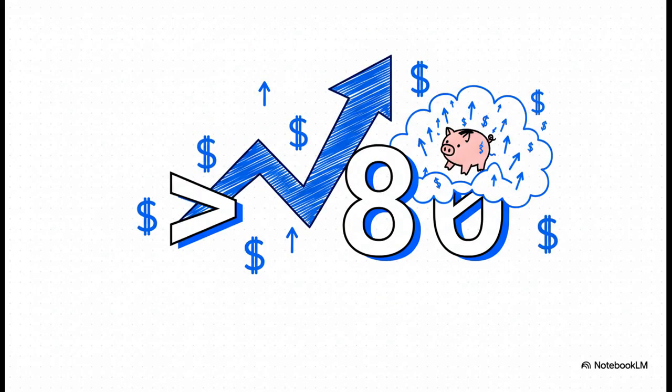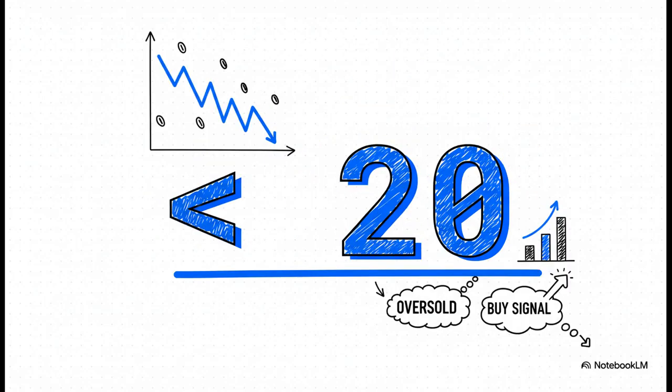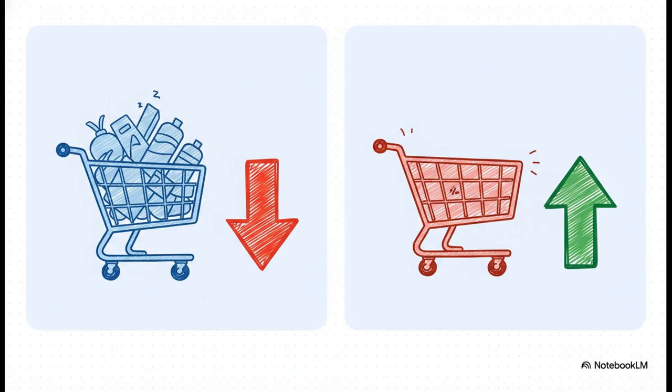So when the stochastic line crosses up above 80, the market is considered overbought. This basically suggests that the buyers are going a little wild, and maybe, just maybe, things have gone on for a bit too long. And on the flip side, we have the 20 level. When the indicator drops below this line, we call the market oversold. This is a signal that the selling pressure has been super intense and the market might be due for a bounce back.